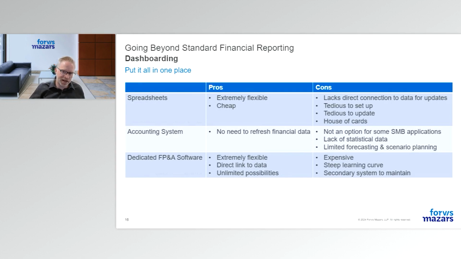That takes you to the next step. How do we show all of this information to our various stakeholders? And there's 3 and maybe even 4 options. I've broken them down into a couple of different categories. Spreadsheets, your native accounting system, and then a dedicated financial planning and analysis software. So we've got pros and cons listed of each here.